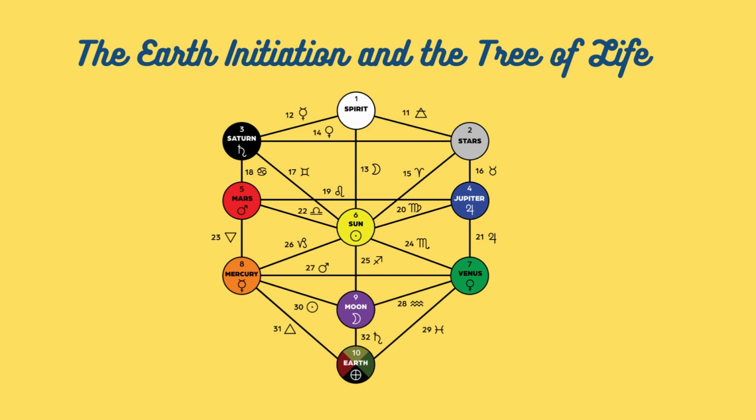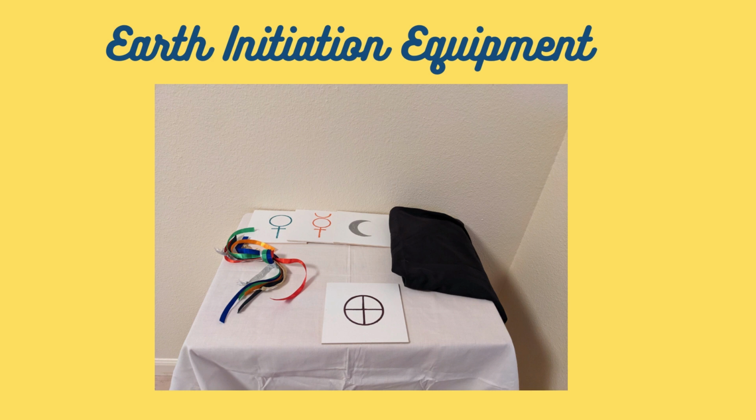Other initiations move from this sphere up the tree. However, the Earth initiation descends below the 10th sphere, goes on a journey, and returns to the sphere of the Earth. The Earth initiation requires a set of ribbons in the colors of the planets for each candidate. In the virtual initiations, candidates provide their own or visualize or imagine the ribbons.